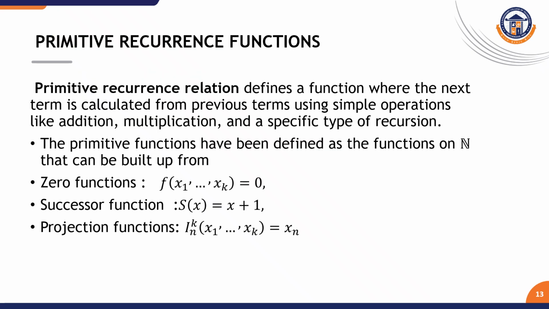Next, let us come to the primitive recursive function. A primitive recurrence relation defines a function where the next term is calculated from the previous terms using simple operations like addition, multiplication, and a specific type of recursion. The primitive functions have been defined as the functions on n that can be built up from zero functions, successor functions, and projection functions. So these are the main things we can use to find the primitive functions. One is zero, next is successor, third is projection.